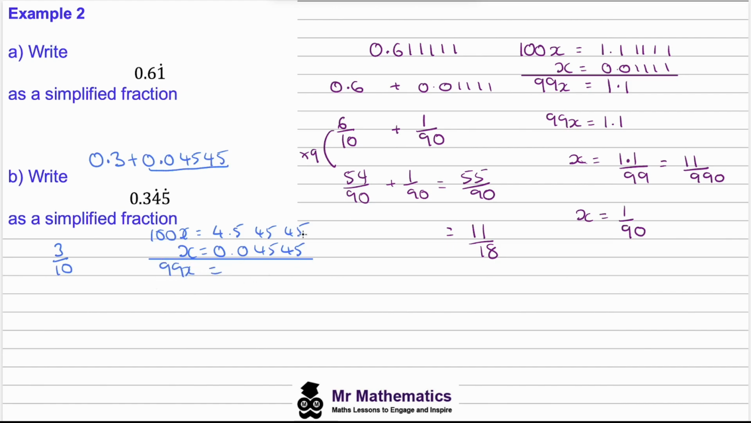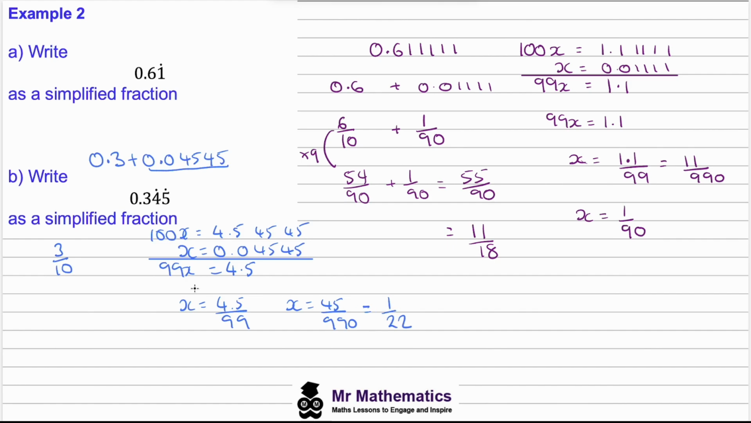So we'll work out the difference between them. 99x. All of these recurring numbers will be equal to 4.5. So x will be 4.5 over 99. And again, we can convert this numerator into an integer. We'll multiply it by 10. So x will be 45 over 990. And we can simplify this. We'll divide both by 45 and we'll get 1 over 22.